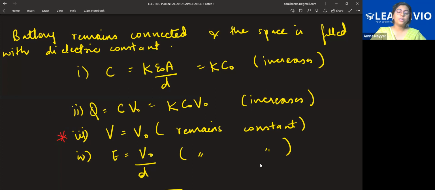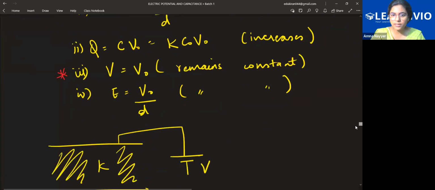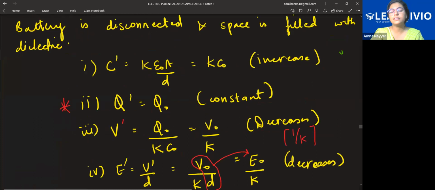So the potential difference remains constant when the battery is connected, and if the battery gets disconnected, then it is the charge that remains constant. These are the two quantities which you have to remember. Otherwise, the rest of it you'll be able to manage. Since the potential difference and electric field are directly proportional to each other, the electric field also remains constant. Fine, class.